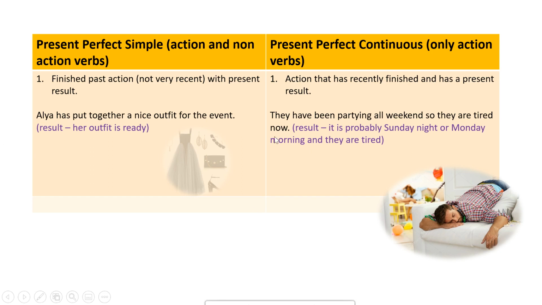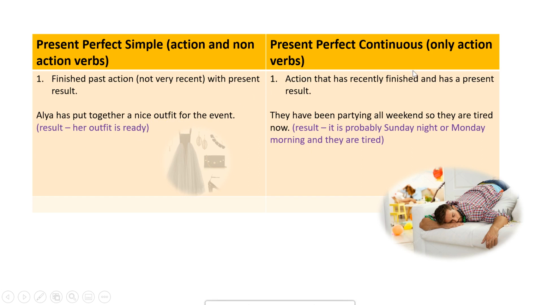Here we've got like a parallel, yes, to see the similarities and differences. So with present perfect simple, we can see that we use it for finished past action, okay? Not very recent, not necessarily, with a present result. Yeah, for example, Alaya has put together a nice outfit for the event, so the result is that her outfit is ready.